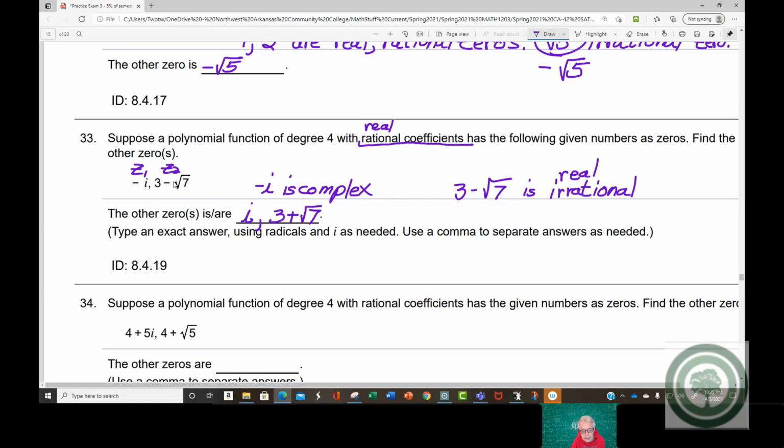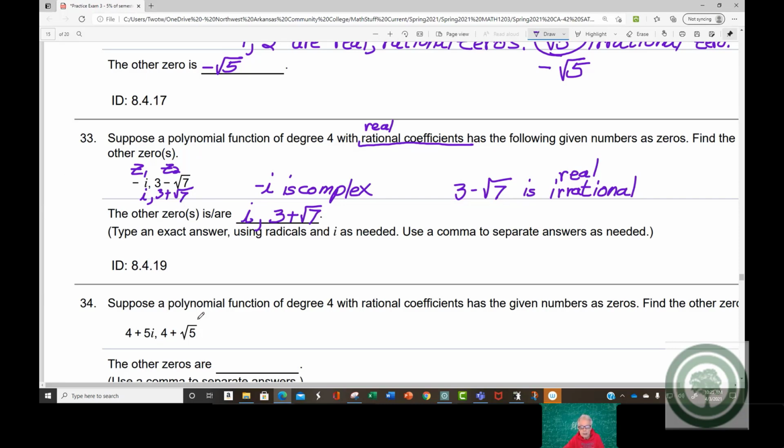So they give you these two zeros. You have to say, aha, you've got a degree 4 polynomial and you're trying to pawn those complex and irrational zeros off on me? Well, I know their mates have to be there with them. So i has to accompany negative i, and 3 plus the square root of 7 has to accompany 3 minus the square root of 7.